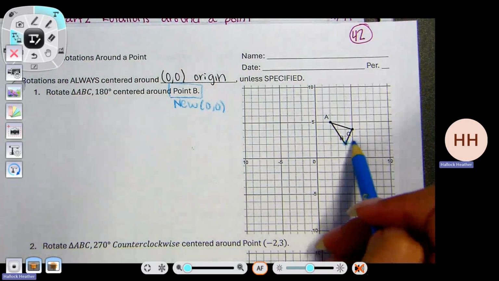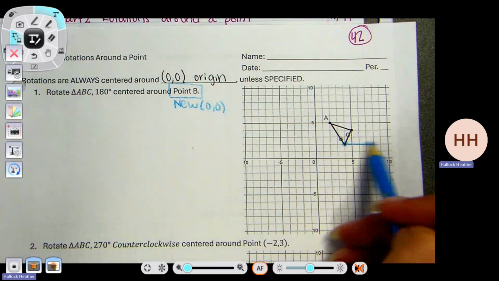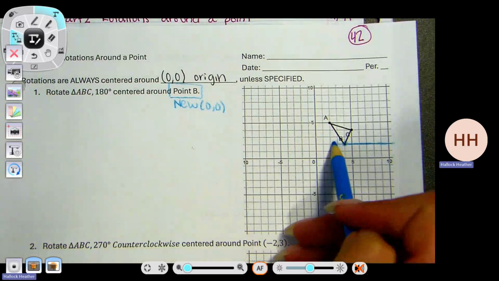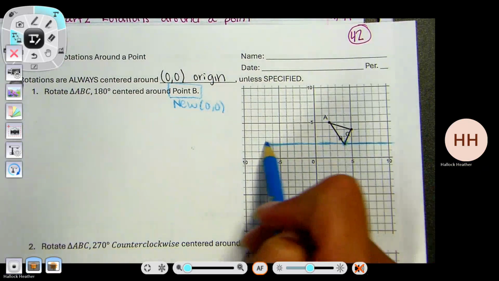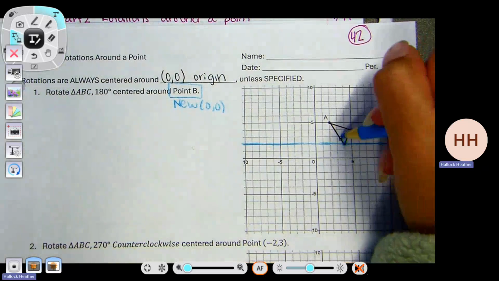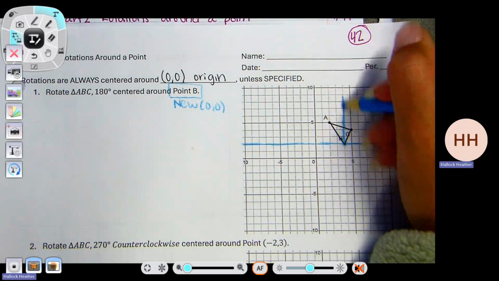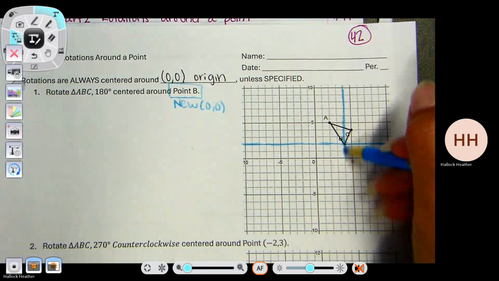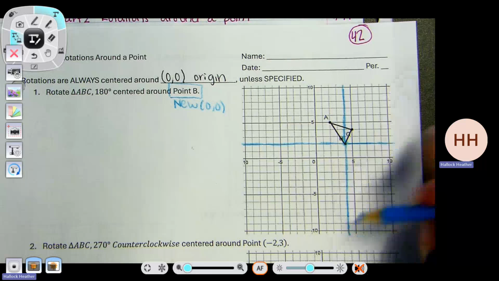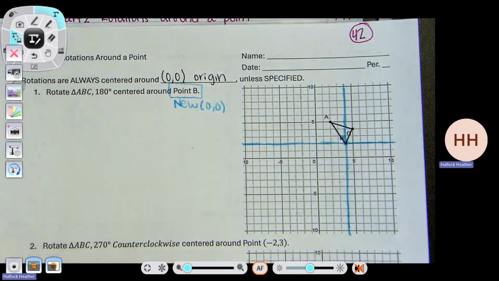So point B is literally on my triangle. So I'm going to make my X axis go horizontal, side to side. And my Y axis runs vertical through that point. So this is very easy today. It's just really weird. So like I said, if you don't pay attention, it's not going to make sense. But if you pay attention, as soon as it clicks in your brain, you're going to be like, that was easy.